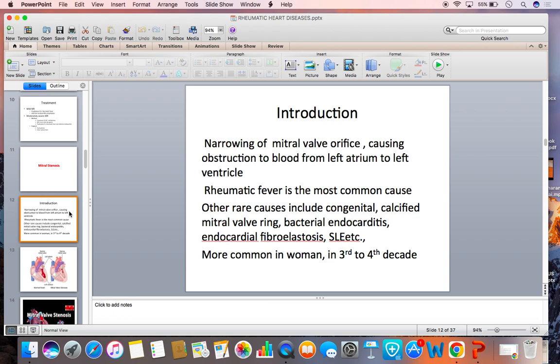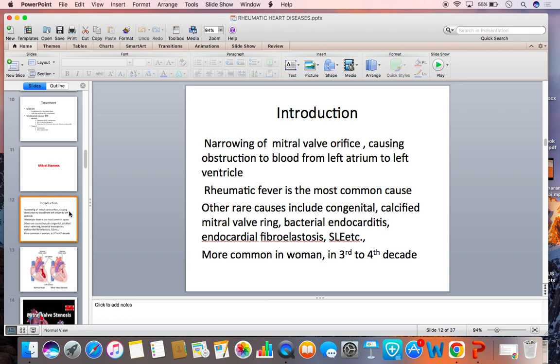They say rheumatic mitral stenosis takes the third to fourth decade of life to become symptomatic. But we see in the Indian population symptomatic rheumatic mitral stenosis occurring in around the second decade of life itself, around 8 to 10 years following the onset of rheumatic fever.